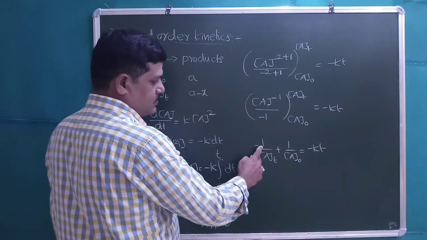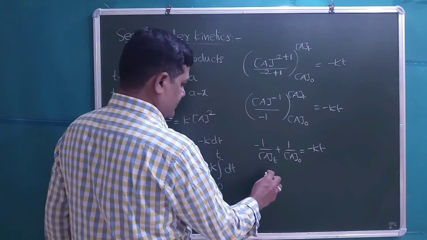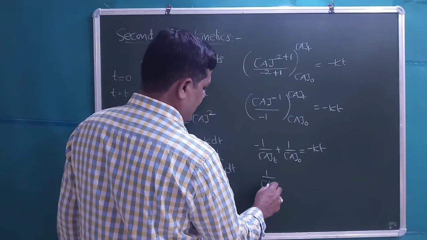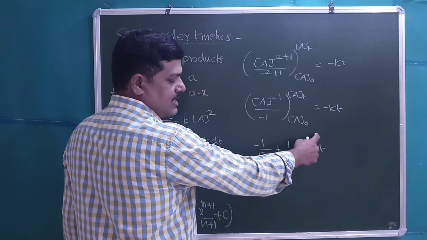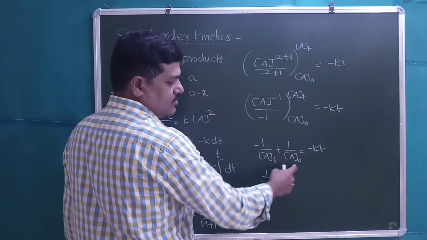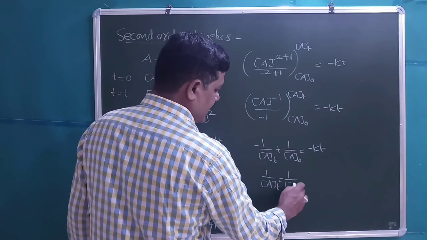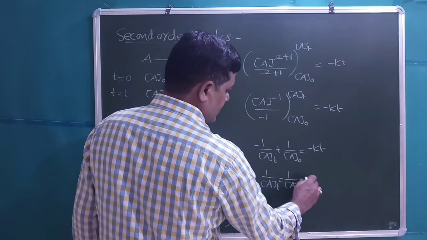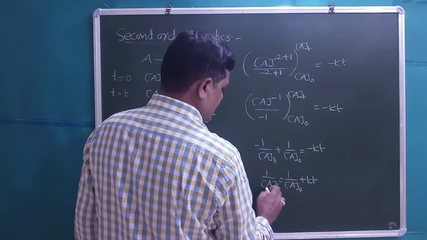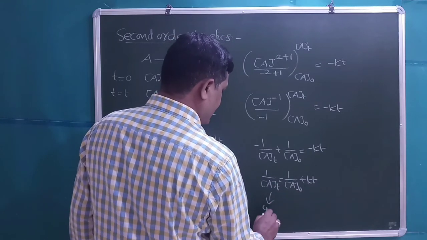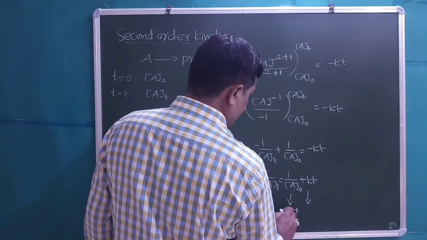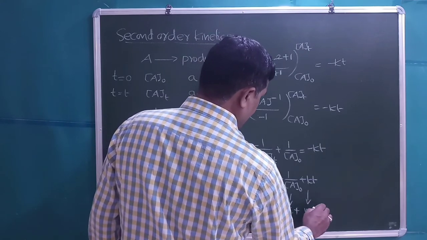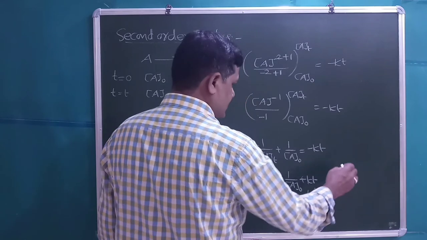So we need an expression for 1 by At. 1 by At is equal to, transferring minus kt to the other side of the equation, 1 by A naught plus kt. Students, this is in the form of y is equal to c plus mx. Y is equal to c plus mx. The x coordinate is time t.